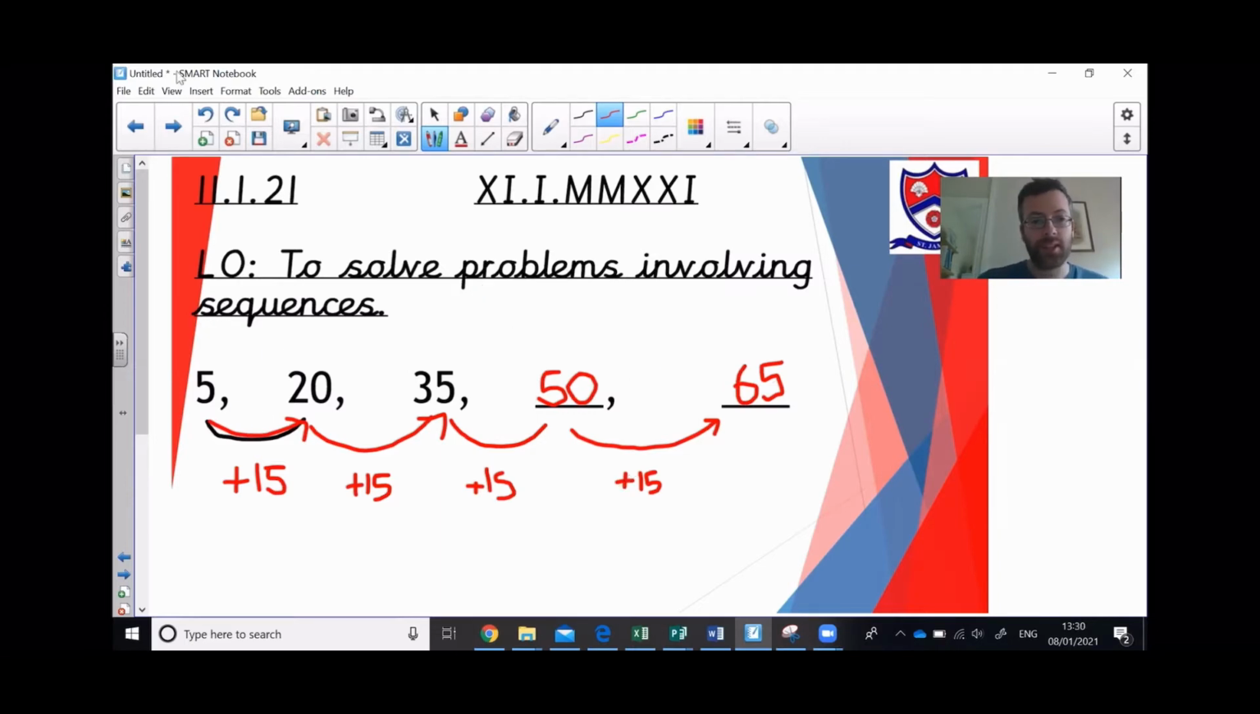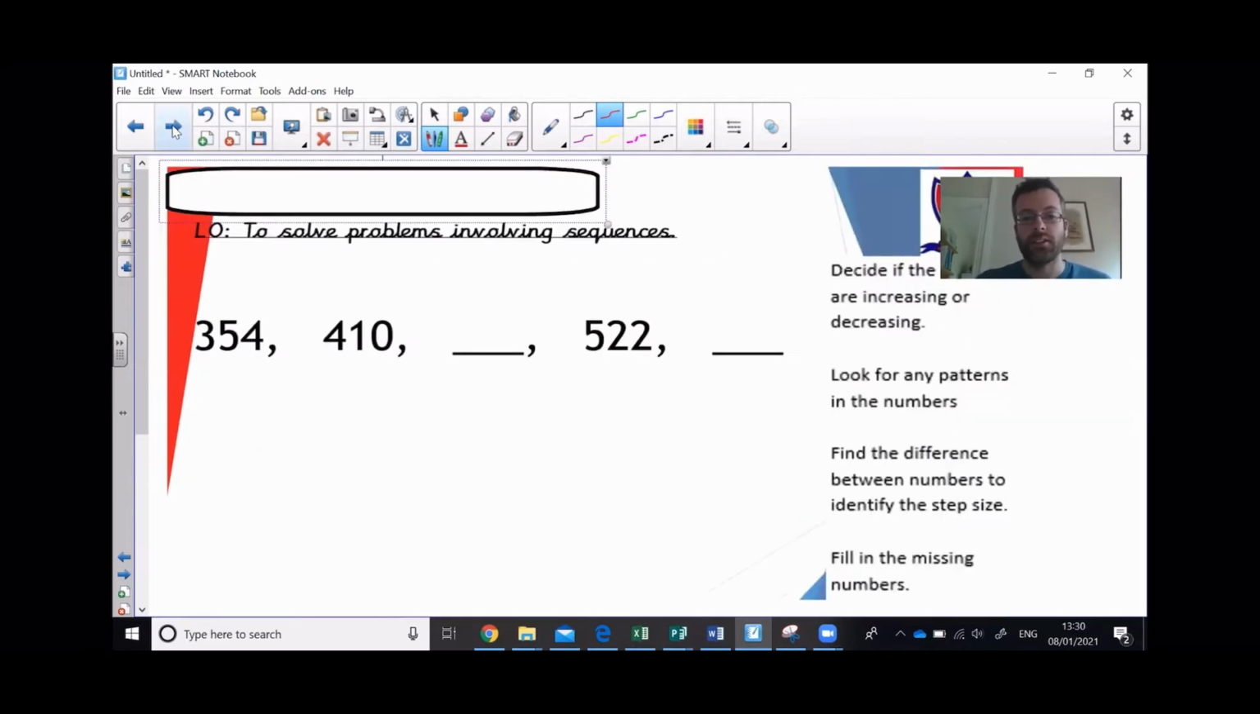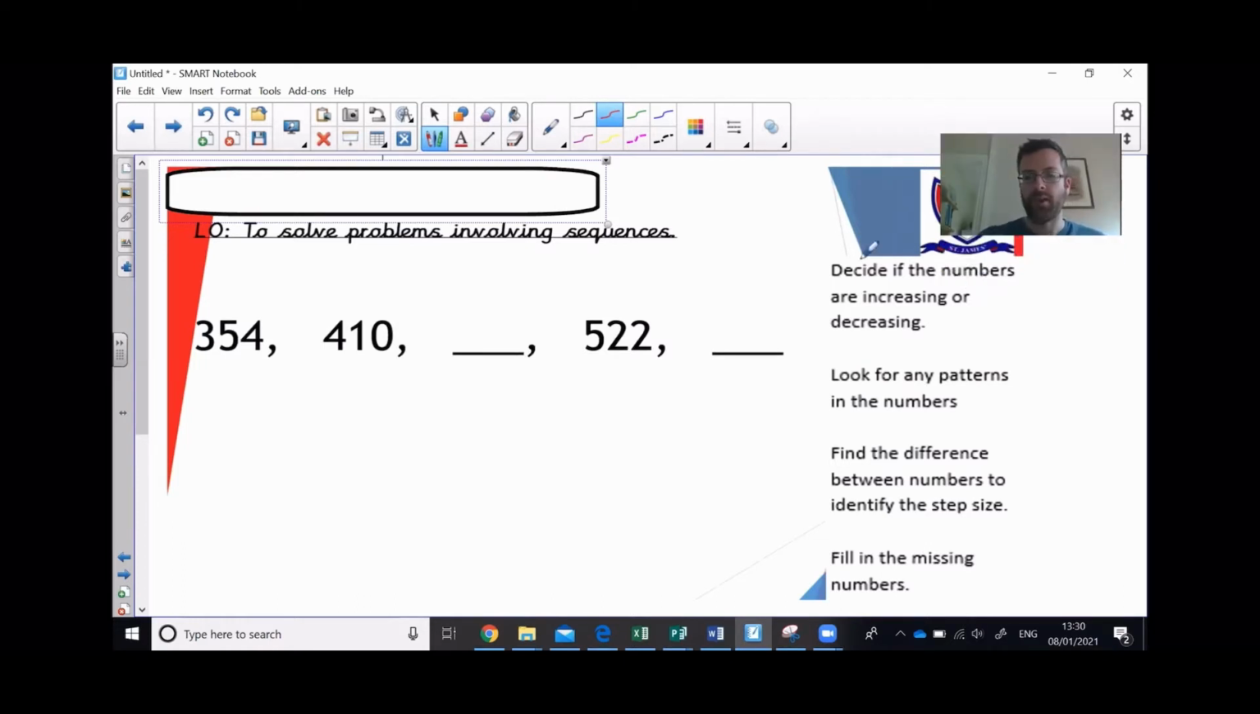Now, that same thing, exact same thing can be applied when we have numbers that look a bit like this. And this success criteria is what we are going to focus on. Let me just see if I can move me out of the way a little bit. So we are going to decide if the numbers are increasing or decreasing. So when we look at these numbers, are they getting bigger or smaller? Hopefully you will agree that they are getting bigger. So we are adding, okay? Then we're going to look for any patterns in the numbers. Are there any easy patterns that we can see? There isn't as far as I can see. So then we're going to find the difference between the numbers. So I'm going to go from 354 to 410.